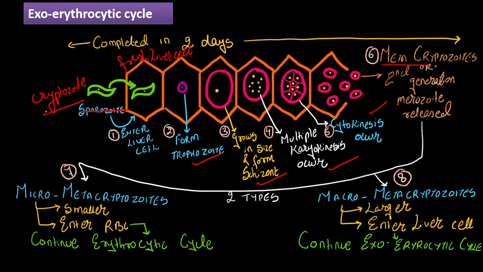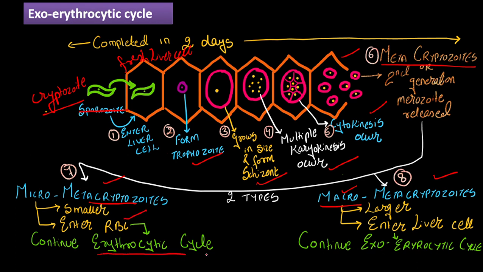The only difference is daughter cell जो बना है वो है metacryptozoite, then schizont burst. Metacryptozoite is released out. One is small, one other one is big. Smaller one we call it as micrometacryptozoite. Larger one we call it as macrometacryptozoite. Smaller one को हम क्या बोलते हैं? Micro. Larger one को हम क्या बोलते हैं? Macro. Now smaller one is going to enter into RBC.